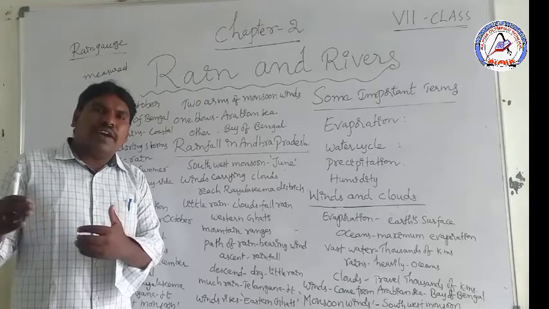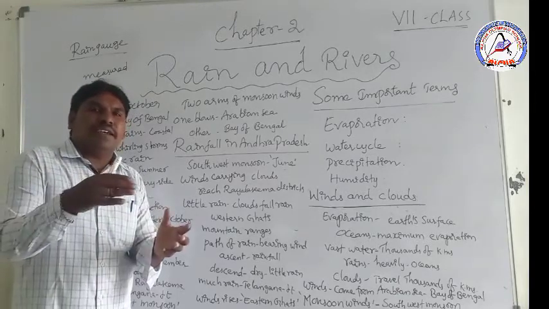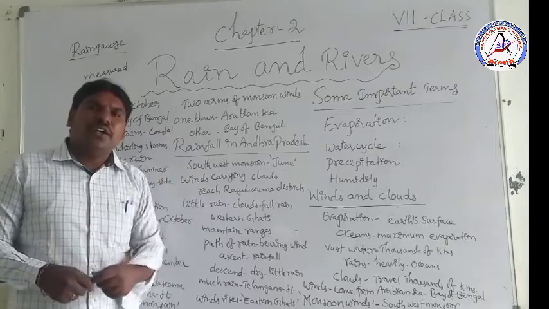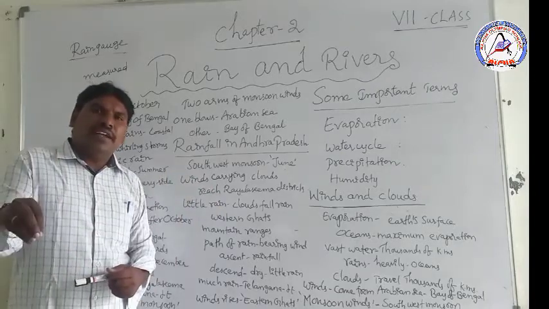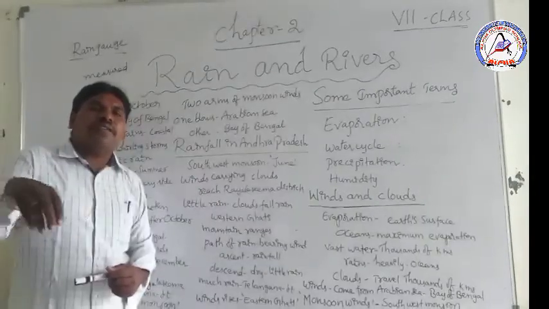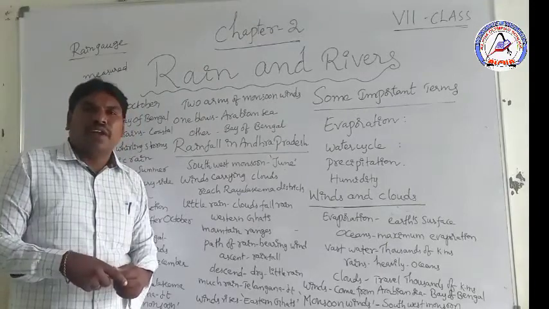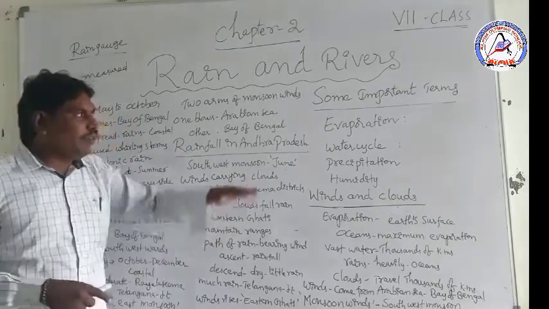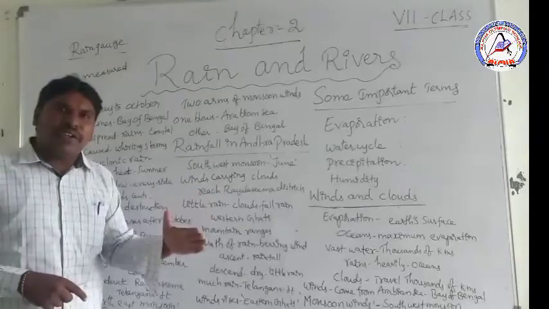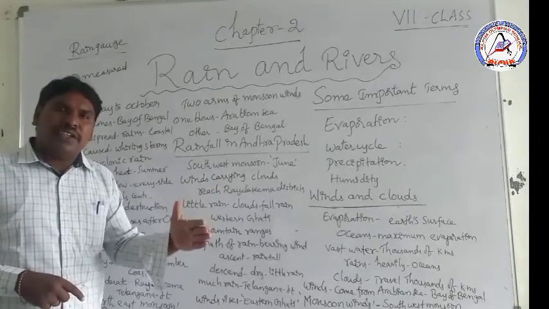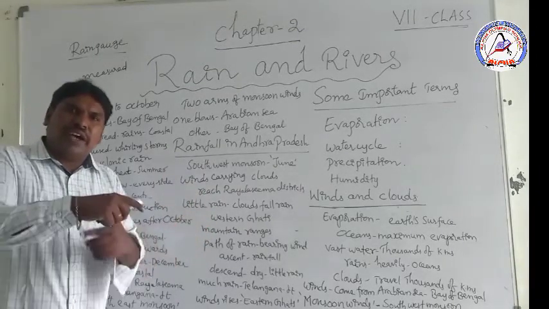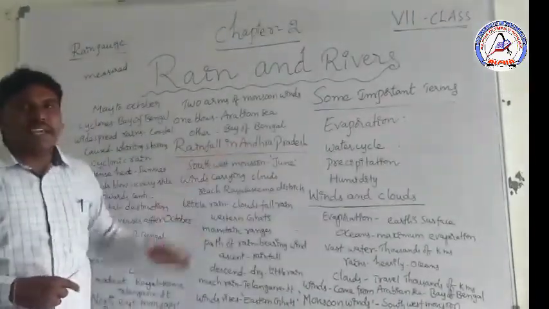The rivers finally go to many different places and join in the sea. From that sea, the water again evaporates. So it's a continuous process. Water cycle: evaporation, condensation, precipitation, a continuous process. Water cycle.